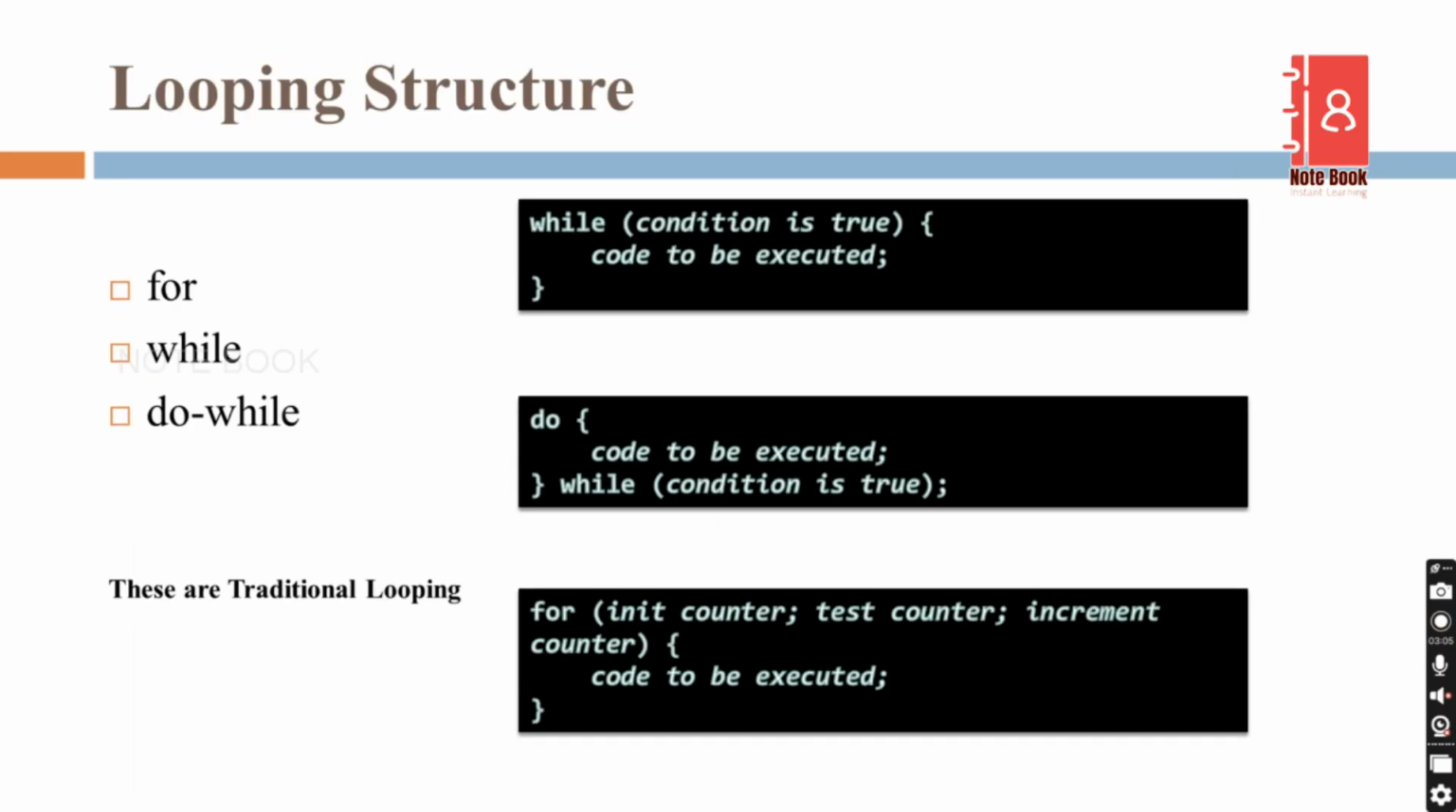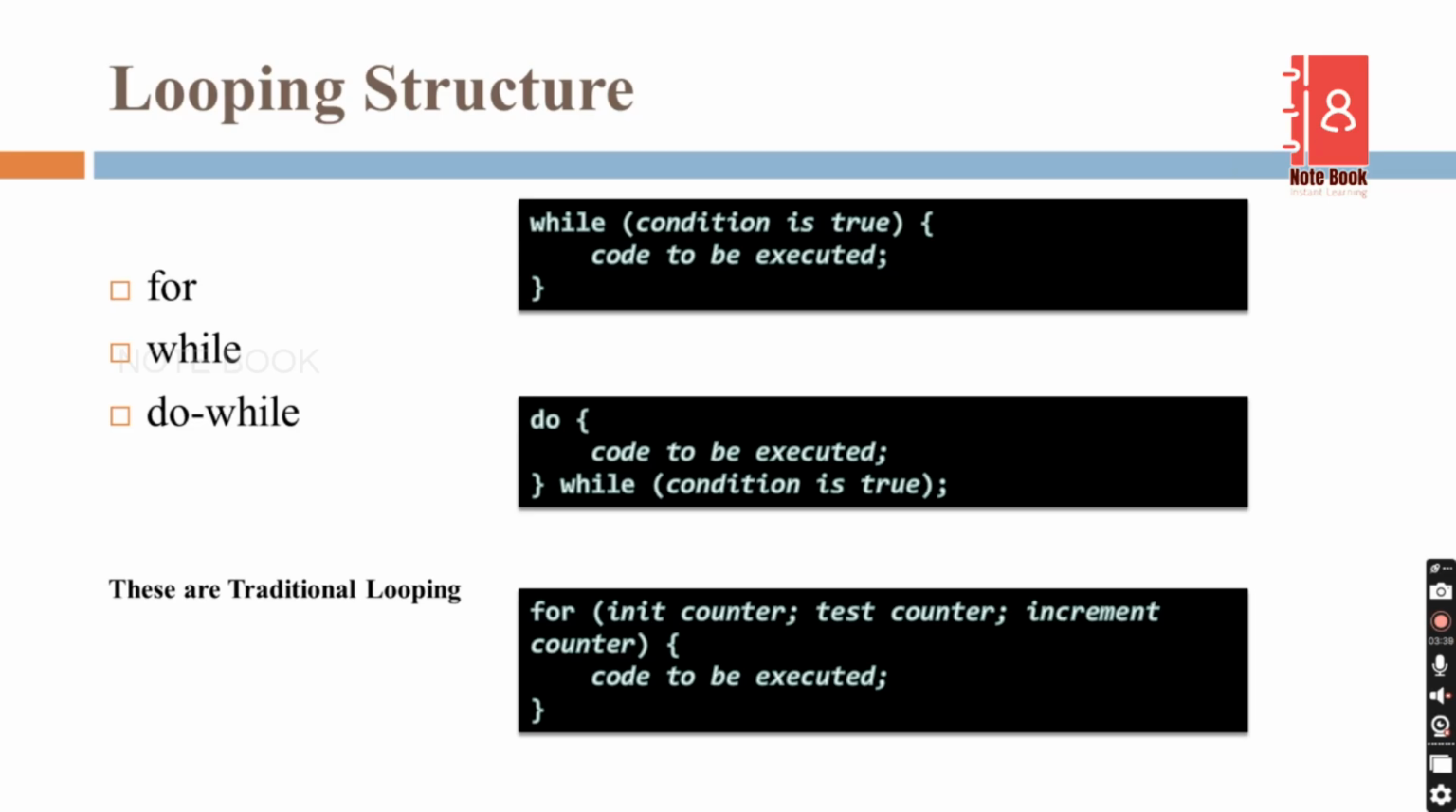Comes to the looping structures: for, while, and do while. The syntax: while, if the condition is true, then the code block, code to be executed. Do, code to be executed, and while the condition is true. The difference between while and do while is that while checks the condition first, and if it is true, then the corresponding code block gets executed. But in the case of do while, it will execute the code block at least once, and then check whether the condition is true or false.